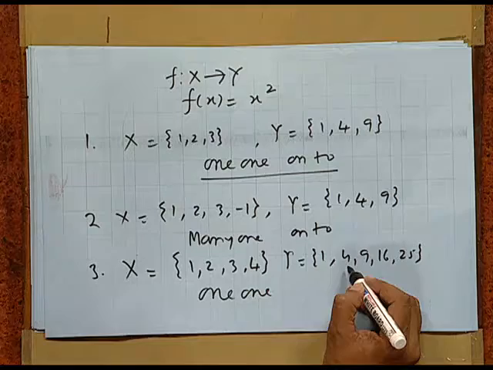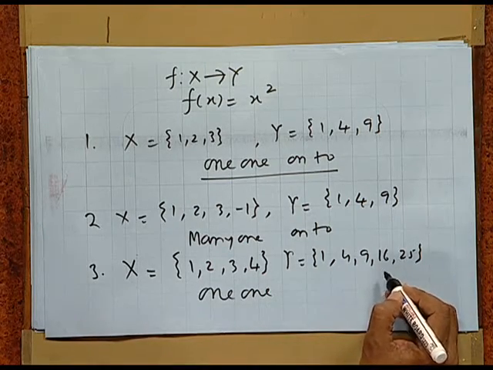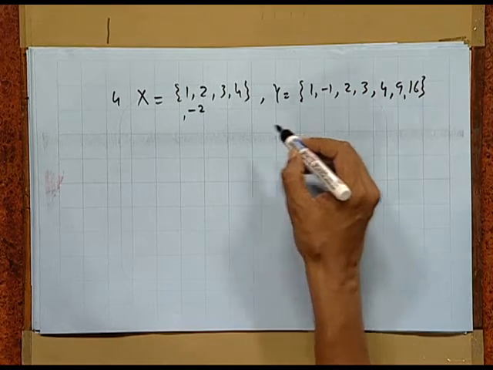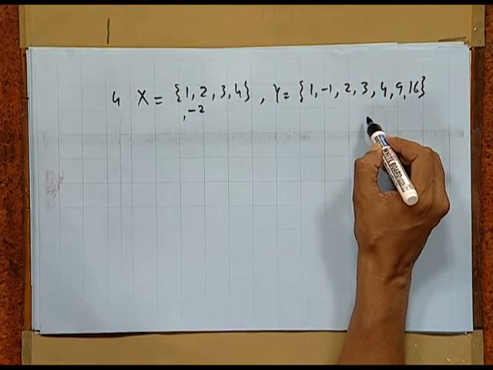Next question is, is it onto or into? Here, coming to the codomain, pre-image of 1 is 1, pre-image of 4 is 2, pre-image of 9 is 3, pre-image of 16 is 4. How about the pre-image of 25? Well, there is no pre-image of 25, hence it is a case of an into function. Let us take the fourth case. We have X is 1, 2, 3, 4 and minus 2, Y is 1, minus 1, 2, 3, 4, 9, 16. Now, the first question is, is it a function? Yes, of course, it is a function because every element has an image.